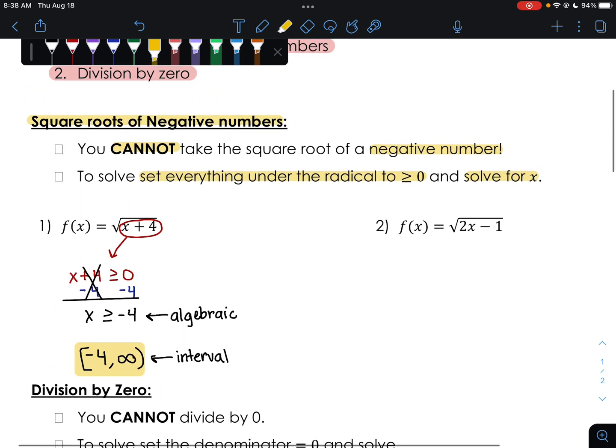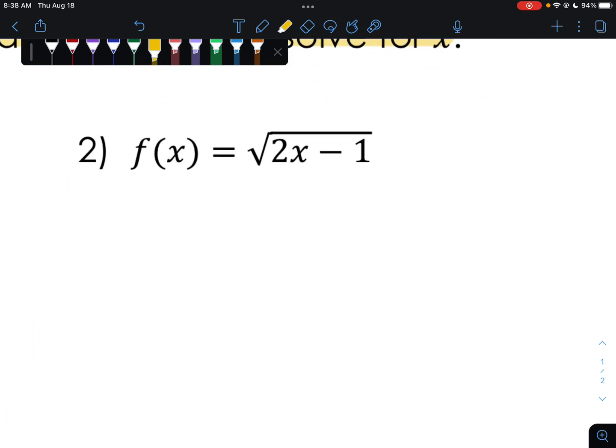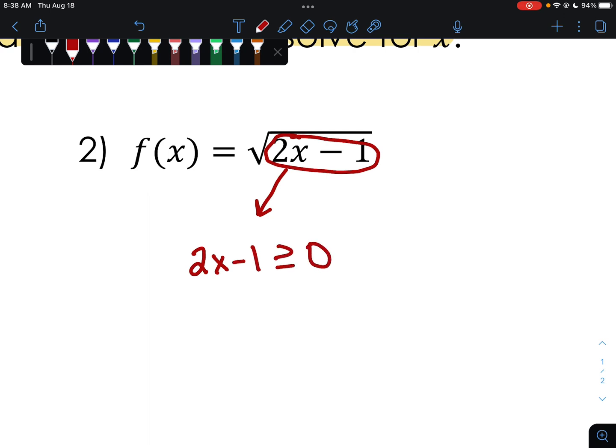Okay, let's look at number 2. f of x equals the square root of 2x minus 1. So we're going to take what's under the radical, and we're going to say that it is greater than or equal to 0. So again, we're going to solve for x.